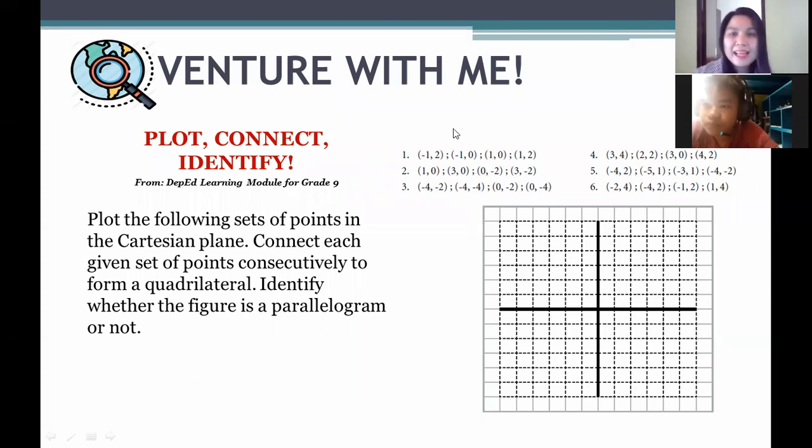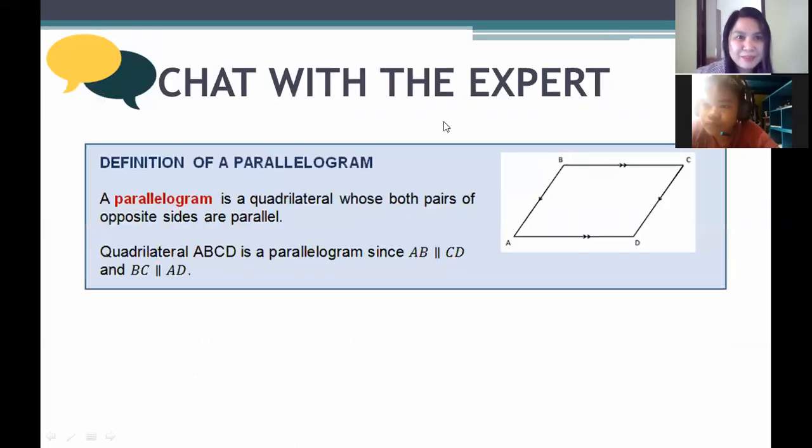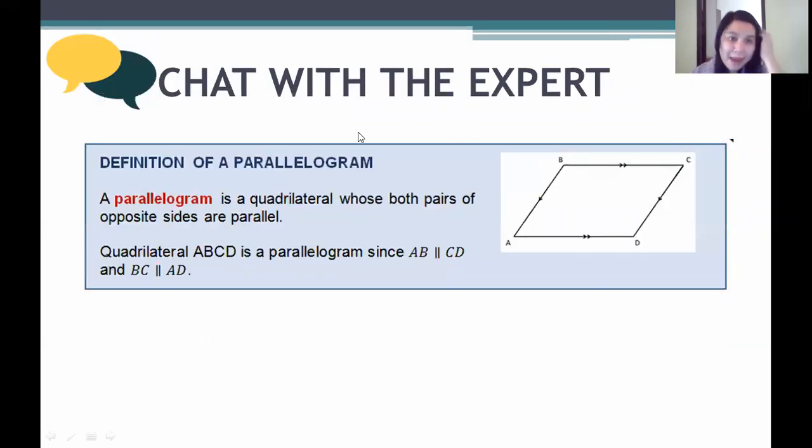Okay, now let's go to our chat to the expert. Now, what is a parallelogram? Yesterday, we learned that a parallelogram is a quadrilateral whose pairs of opposite sides are parallel. Our keyword is parallel. So these two opposite sides are parallel. The other opposite sides are also parallel.